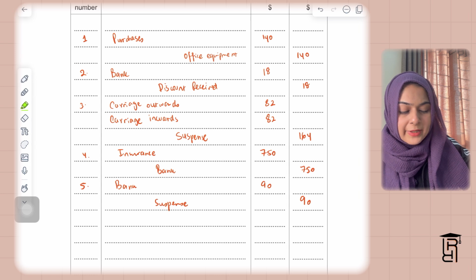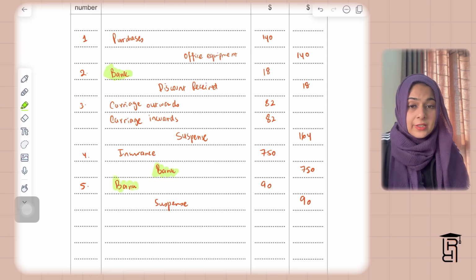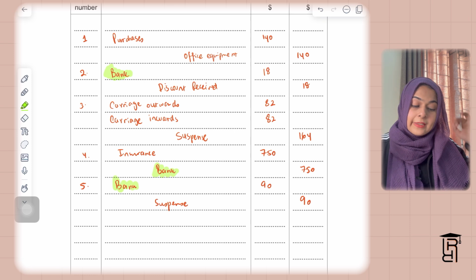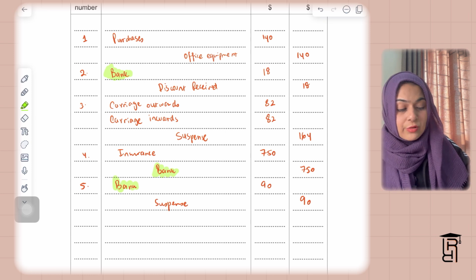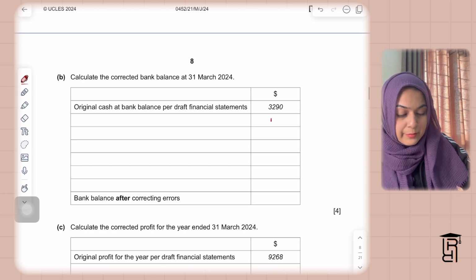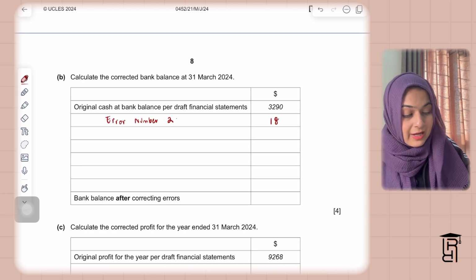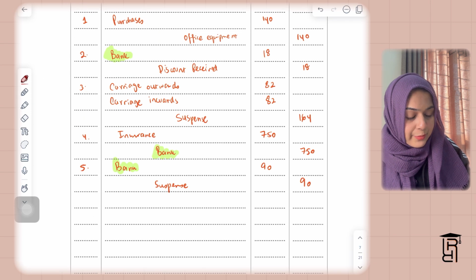In error number 2, I have debited the bank. In error correction number 4, I have credited the bank, and again in error correction number 5, I have debited the bank. Whenever I have debited the bank, that means my balance has increased. Whenever I have credited the bank, that means my balance has decreased. So I will add 18 here. I will write here $18. This is error number 2. So for error number 2, I will add $18, and then for error number 4, I will subtract $750.